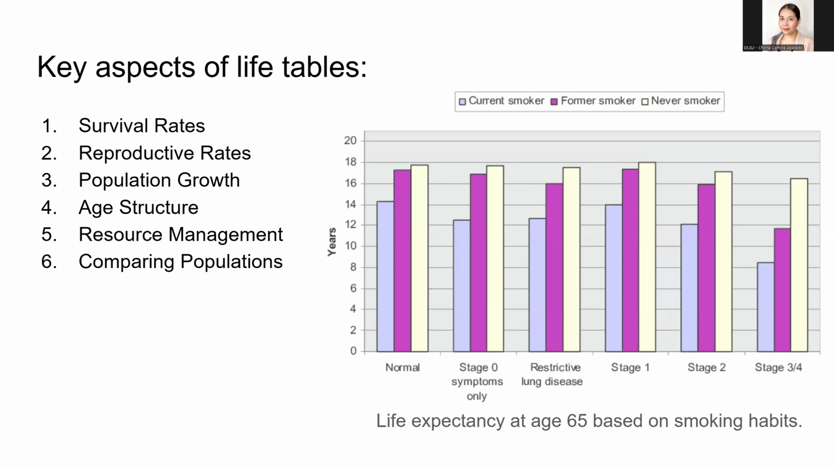So first off, survival rates are very important for life tables. Siyempre, focus tayo sa buhay. Kasi survival rates help us determine which stages of life are most critical for the population's growth or decline. So alamin natin kung anong age group ang pinaka nagko-contribute ng bagong mga anak, anong age group ang pinaka in danger pag nagkaroon ng ganitong sakit, etc., etc. So lahat yan makikita natin sa survival rates.